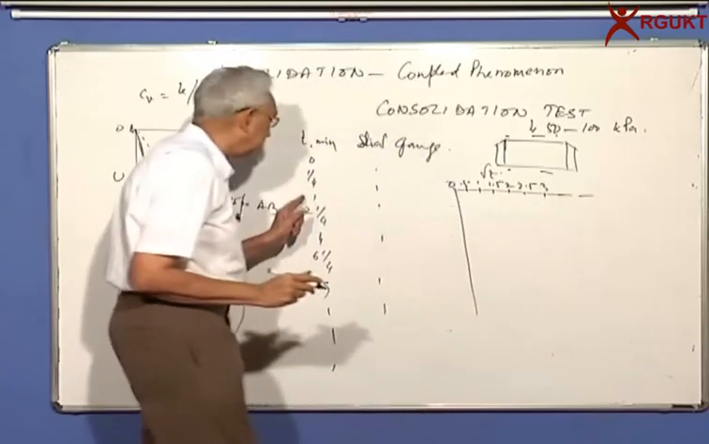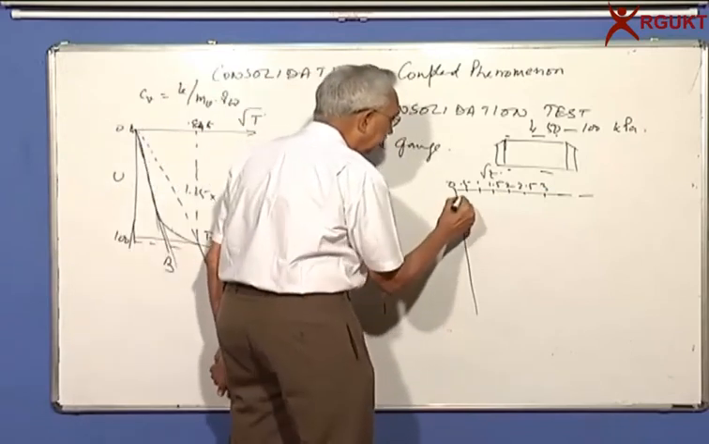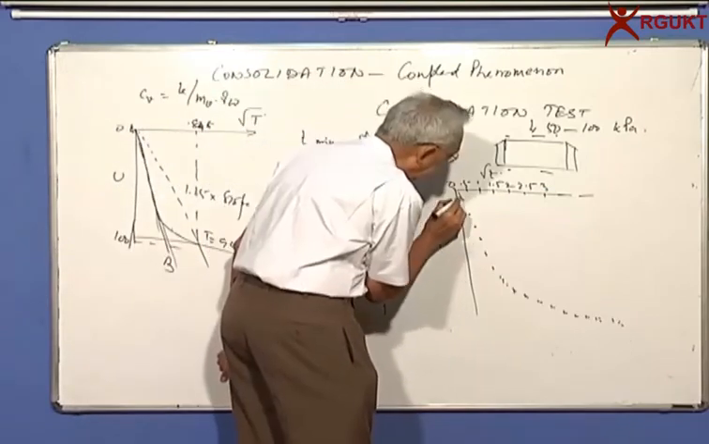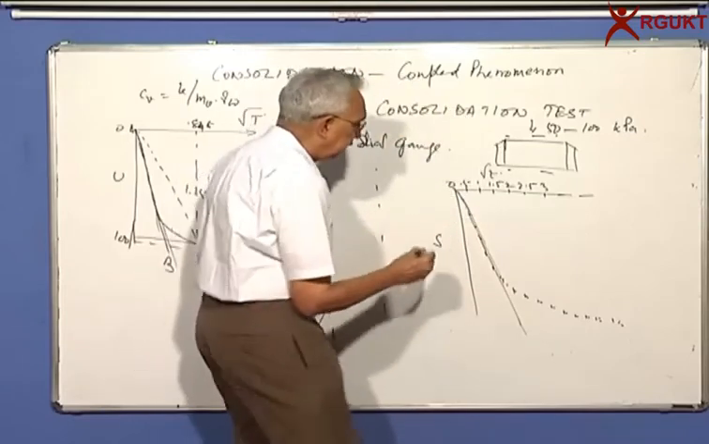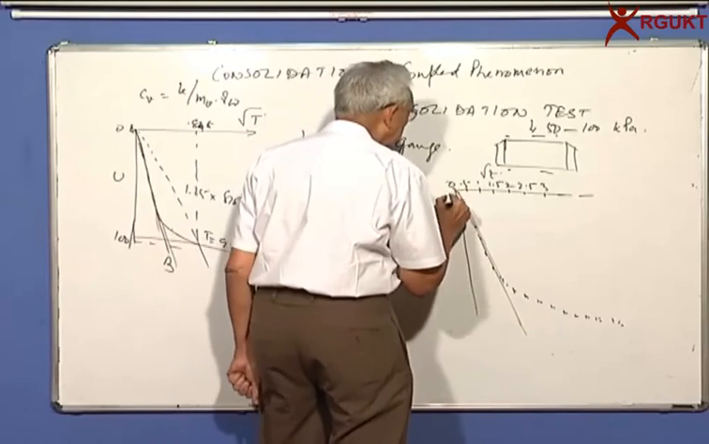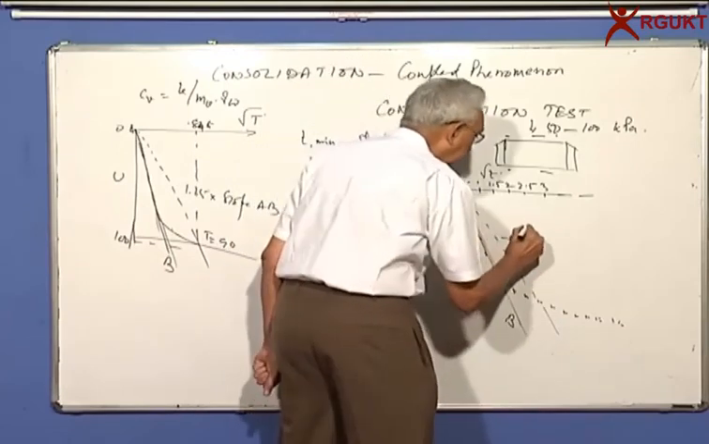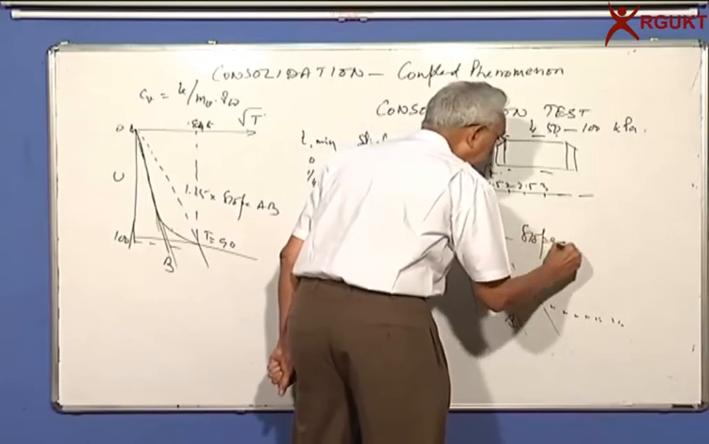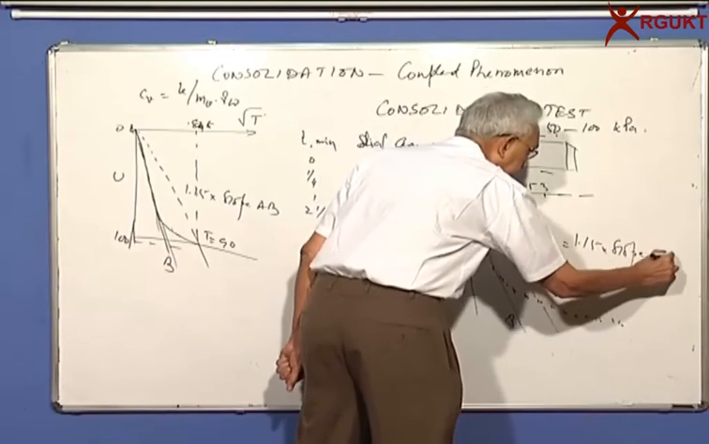Now you know why we use these things. And you plot the points. Here I am plotting the dial gauge reading. And we fit a straight line. This would be the initial portion. It's a line AB, what you got there. Now draw the second line. Slope is equal to 1.15 times the slope of AB.